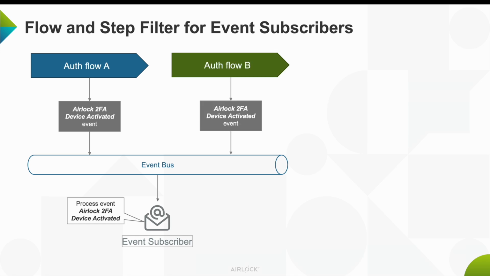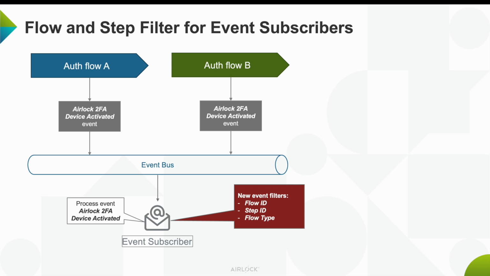We also have a second flow that does the same thing. It also executes an Airlock 2FA device activation event. So how do we make sure that only one of the two flows will actually create an event subscriber? That's easily done. With the new filters, we can filter for the flow ID, and they're different, A and B. And with that, we can decide whether the event subscriber for A should be reacting on A or it should only be reacting on B.